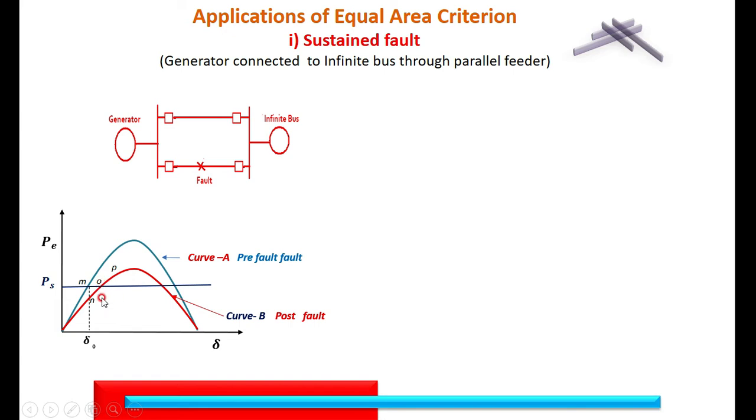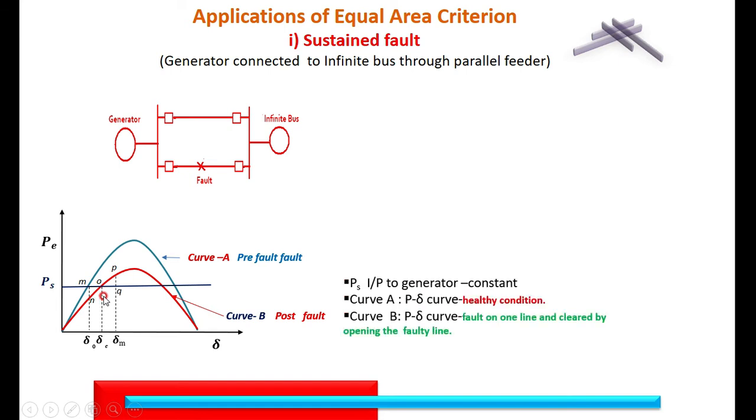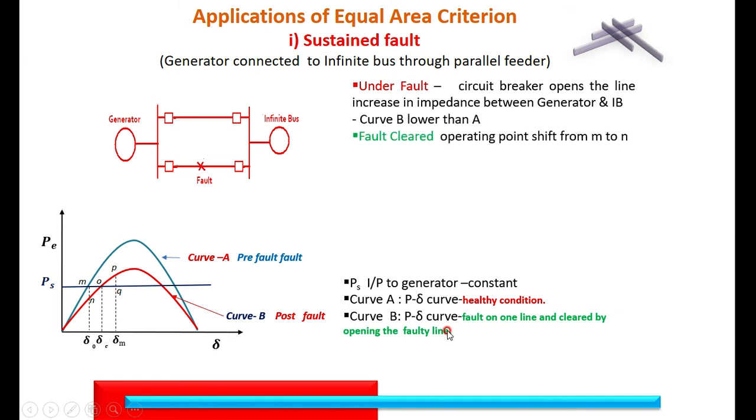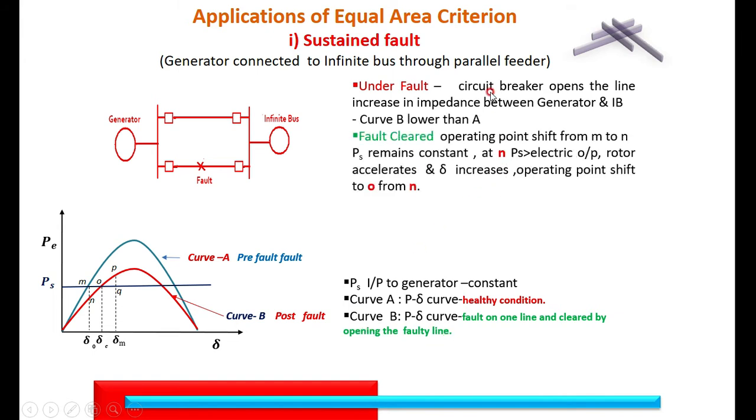So during this, there are two areas we come across. The first curve I showed here, curve A, is the healthy condition. The curve B is meant for a fault on one line, cleared by opening the faulty line. Under fault conditions, the circuit breaker opens the line, increasing the impedance between the generator and the infinite bus. Therefore, curve B is lower than curve A. That is quite evident because the reactance is increased.